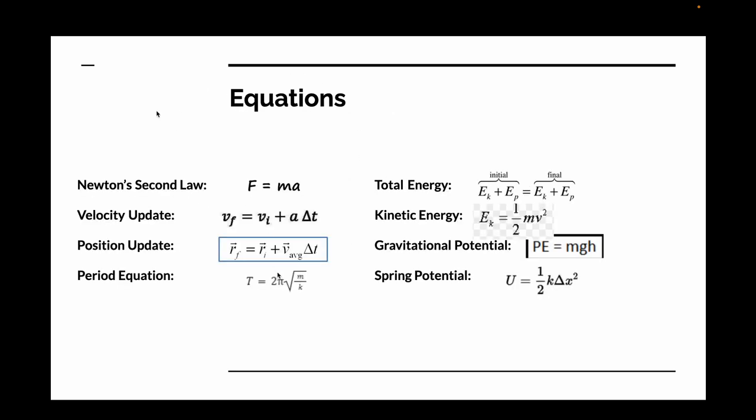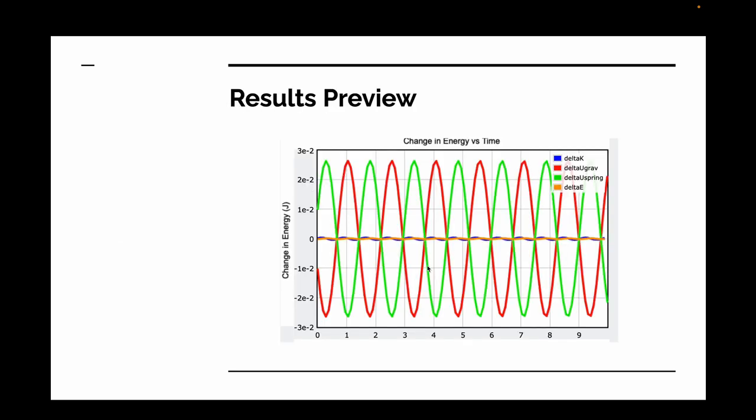The equations used for this lab were Newton's second law, F equals ma, the velocity and position update equations, the period equation, which is 2 pi times the square root of m over k, with m being the mass and k being the spring constant, total energy, which is E initial equals E final, kinetic energy, which is 1/2 mv squared, gravitational potential energy on Earth, which is simply mgh, and spring potential energy, which is 1/2 k times the length of the stretch squared. Here's a preview of my results.